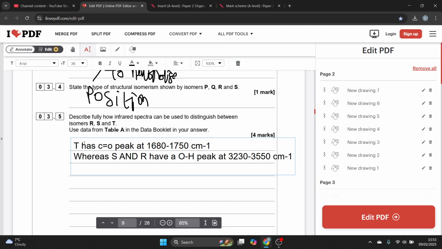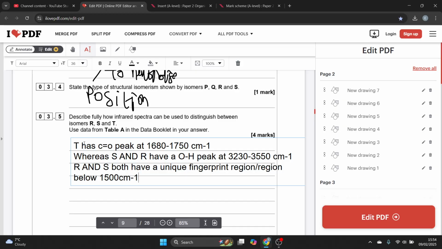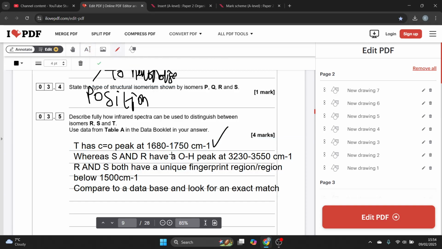And then I could say, well, R and S both have a unique fingerprint region. Fingerprint region is the region below 1500 centimeters to power -1. And then what I'd say is compare to a database and look for an exact match. So T has a peak at that, R and S have a peak at that. Okay, that's fine. So I can identify T very easily to distinguish between isomers R, S, and T.